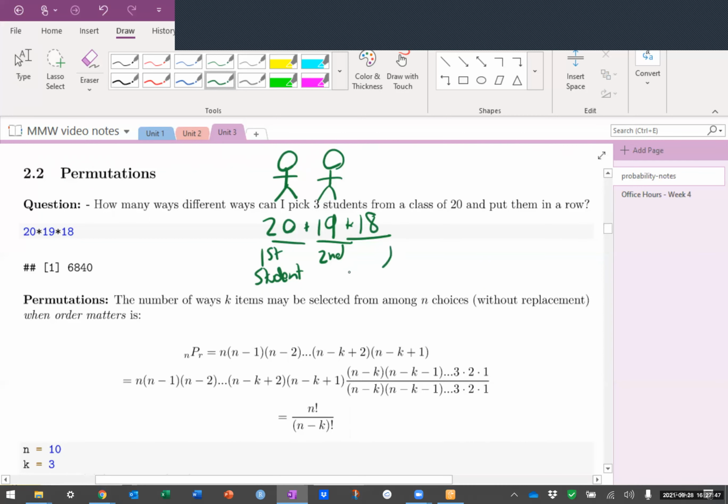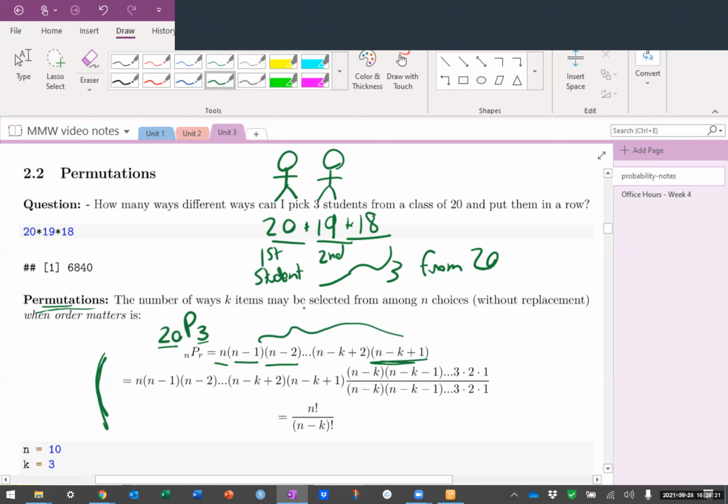So there's 3 from 20. A fancy way of writing this would be 20P3. From 20, I'm picking 3. And the P technically stands for a permutation. This formula here shows one way you can calculate a permutation: n times n minus 1 times n minus 2, all the way down to n minus k plus 1. This just makes there be k different items. Notice there's 3 items I picked.